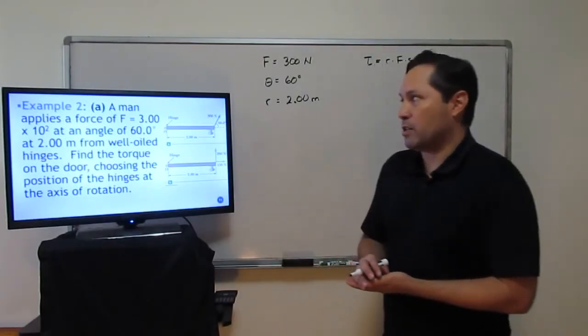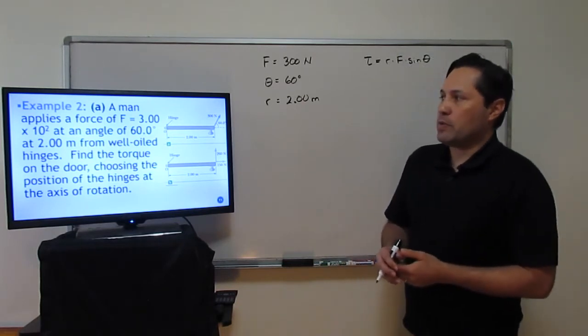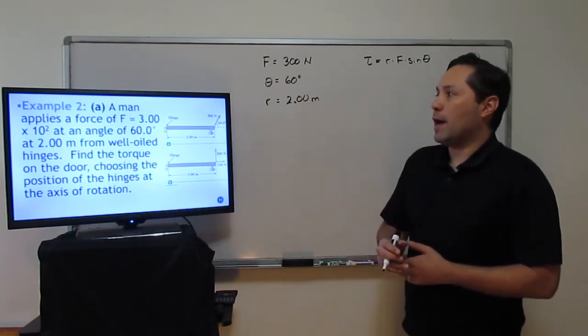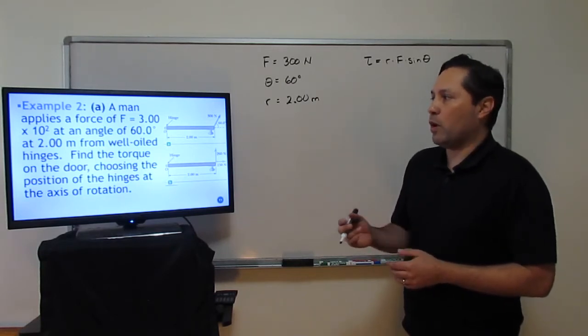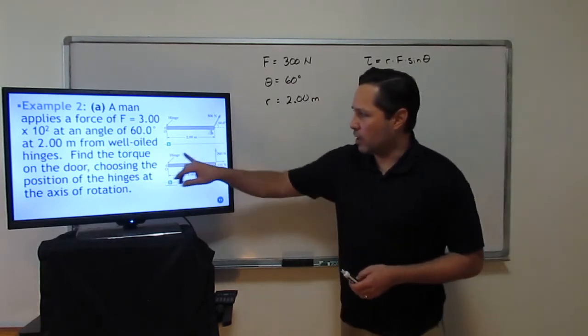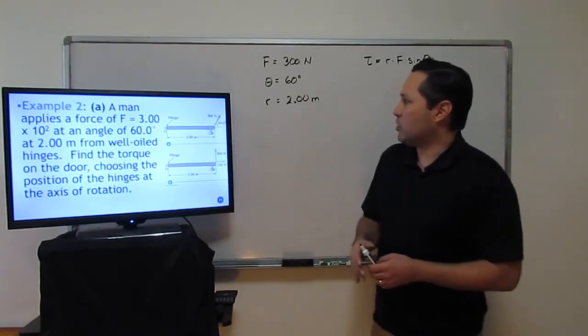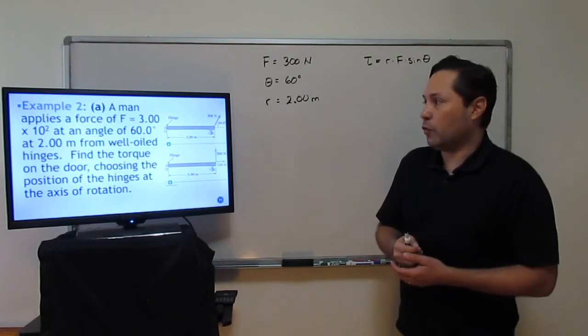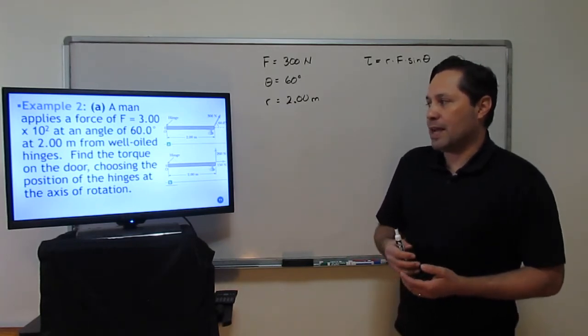In this example, you ask the following. For part A, a man applies a force of 3 times 10 to the 2, or 300 newtons, at an angle of 60 degrees at 2 meters from the well-oiled hinges. So we have our door right here. There's a knob 2 meters away. He's applying the force at an angle of 60 degrees, 300 newtons of force. Find the torque on the door, choosing the position of the hinges as the axis of rotation.